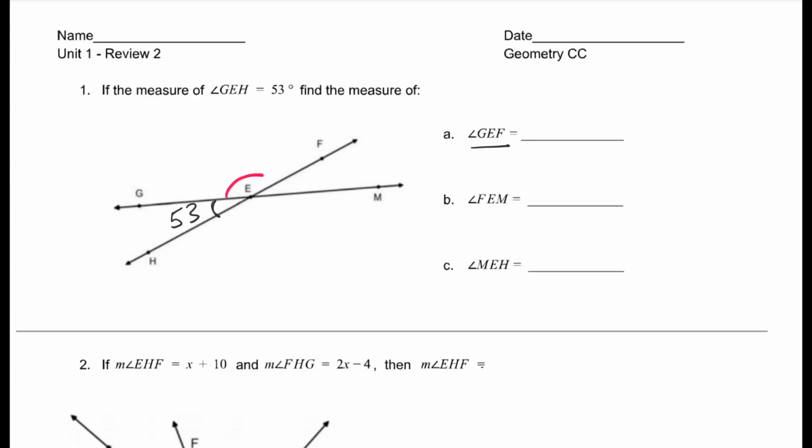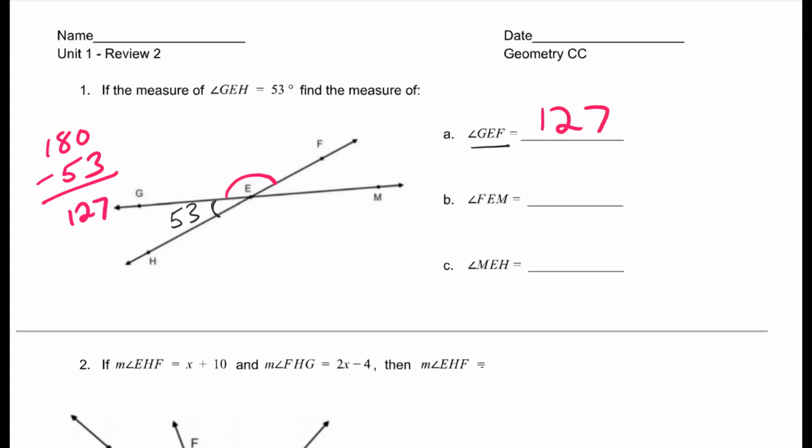So angle GEF I see right here, that's the obtuse angle, and I notice that it's adjacent to GEH, and when I sum them, they make a straight line. So I know that's a straight angle right there, that's 180 degrees. So a quick trick for me to figure out what that obtuse angle is just to subtract from 180. So when I subtract that 53, I get 127 degrees for angle GEF.